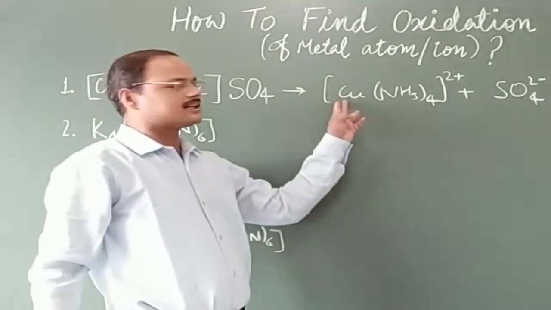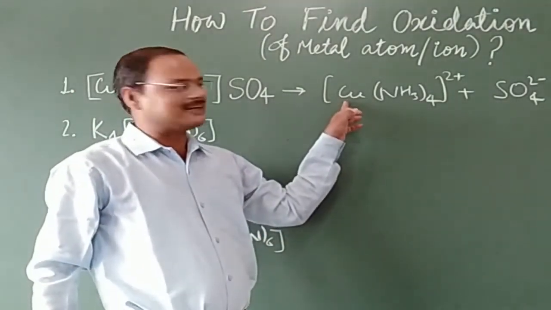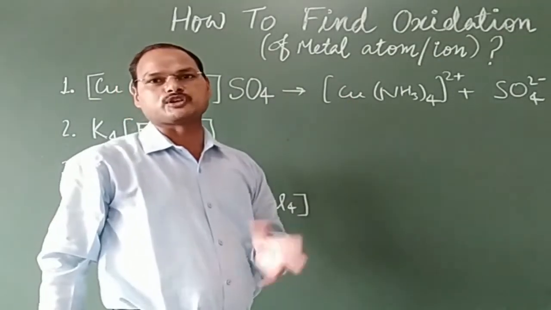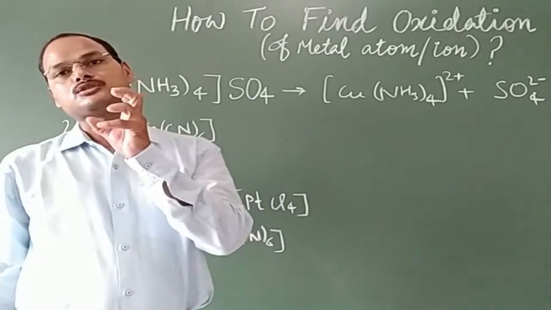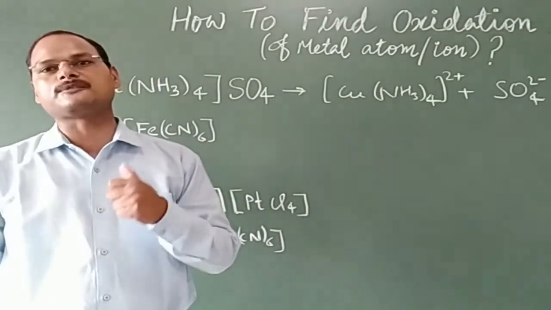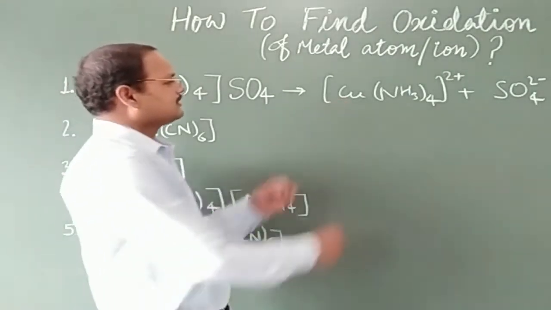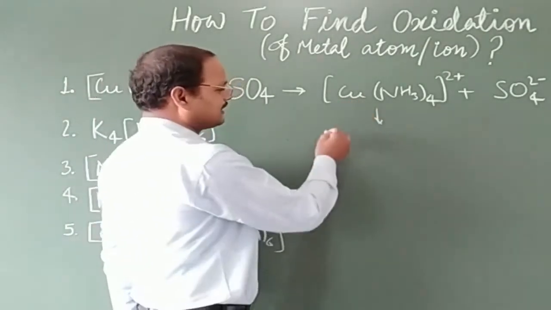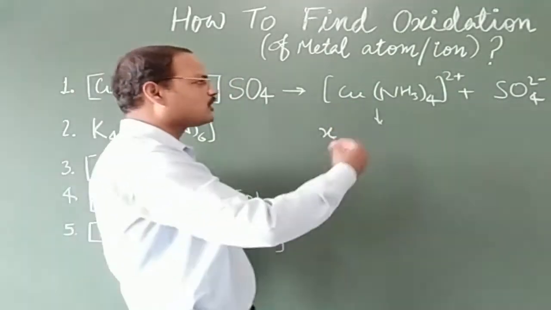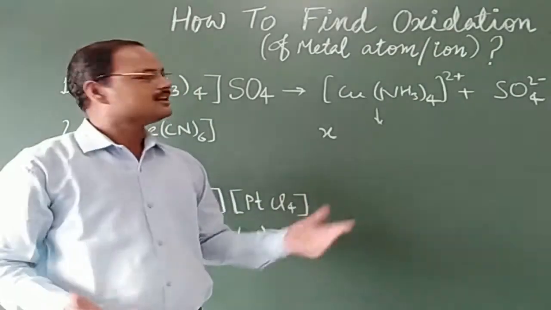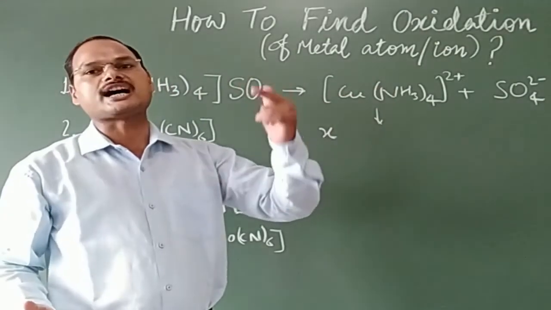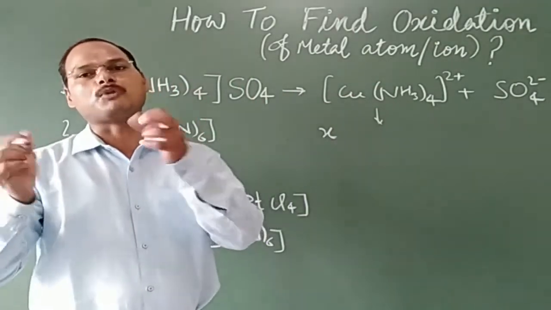Let's see, to find out the oxidation state of the central metal atom or ion, we must know the oxidation states of the other parts, because only one unknown value should be there. That can be found with the help of the other values of ligands or ions. Here, to find the oxidation state of this, let the oxidation state be X. Now the sum of the oxidation states of all ions or elements should be equal to the charge which is present on the ion or molecule.